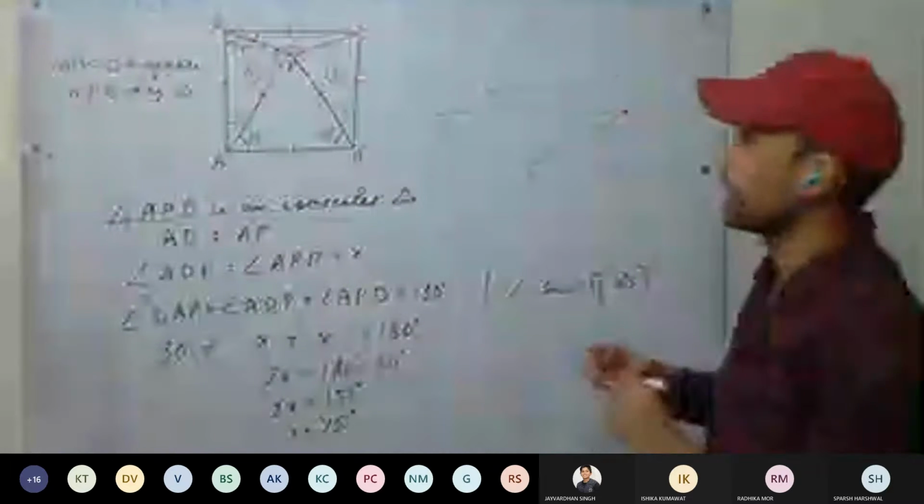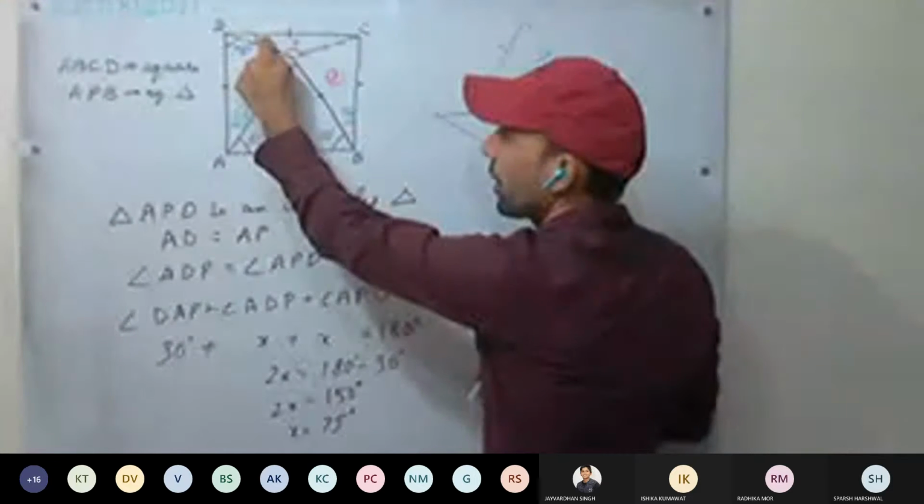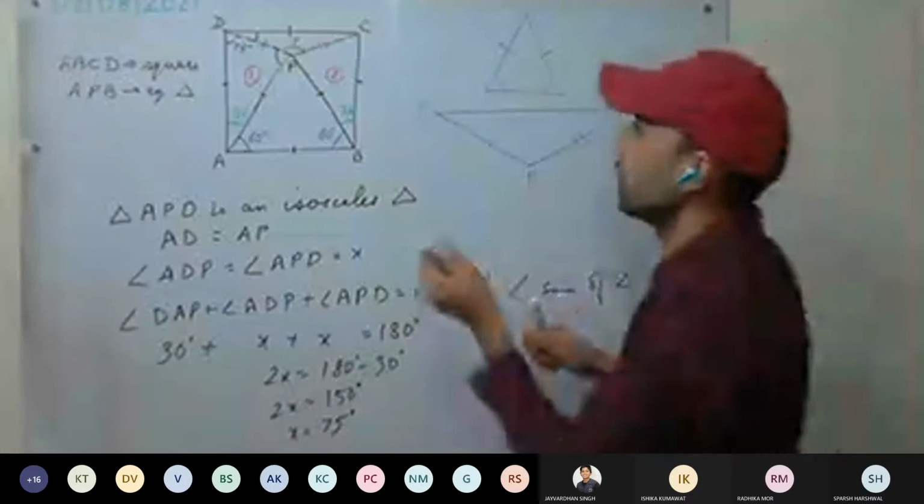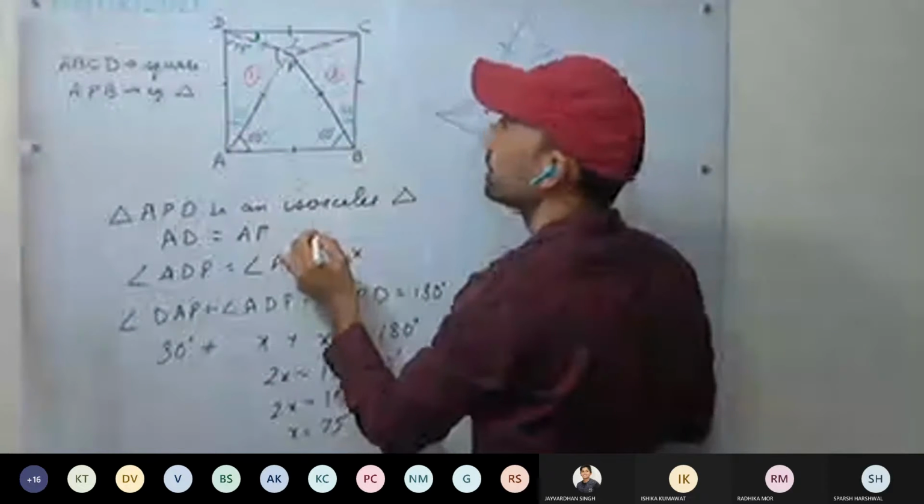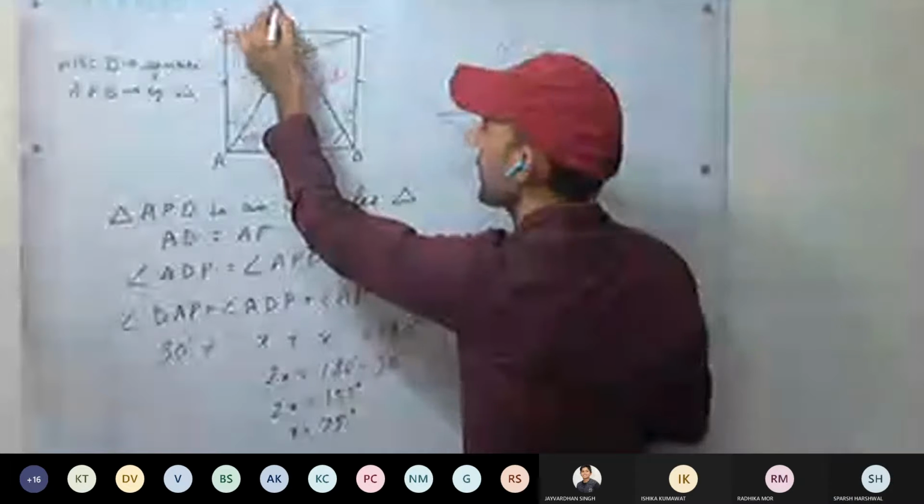How much will this angle be? The whole is 90 degrees. 90 minus 75, how much is it? This angle will be how much? 15. Sir, 15. 15 degree. It will be 15 degree.